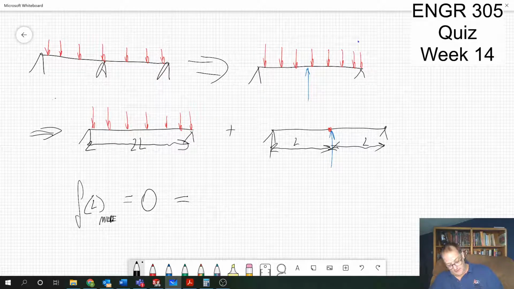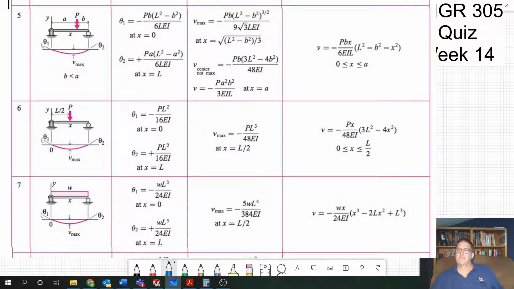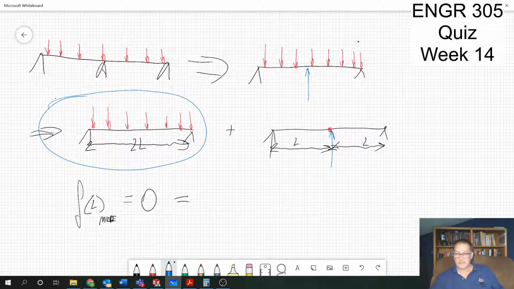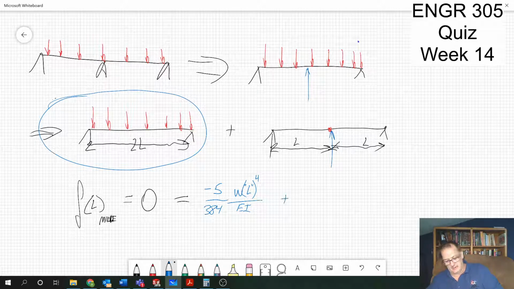So if I look at this, okay, pull up that equation, load case 7, it's minus 5WL to the 4th over 384 EI. Okay, I'm gonna minus, and that's, yes, because I got a load from the top, minus 5 divided by 384 W, and I have to be careful how I write this, so I'm going to put L in quotes to the 4th over EI, and I'm going to do the same thing over here.